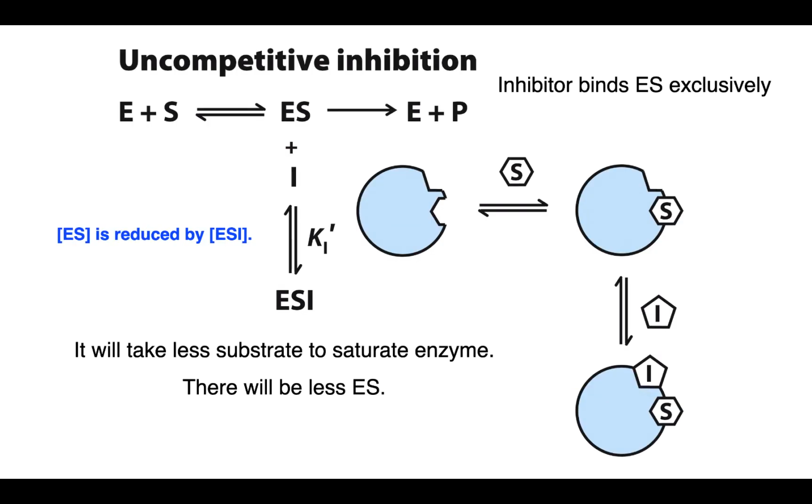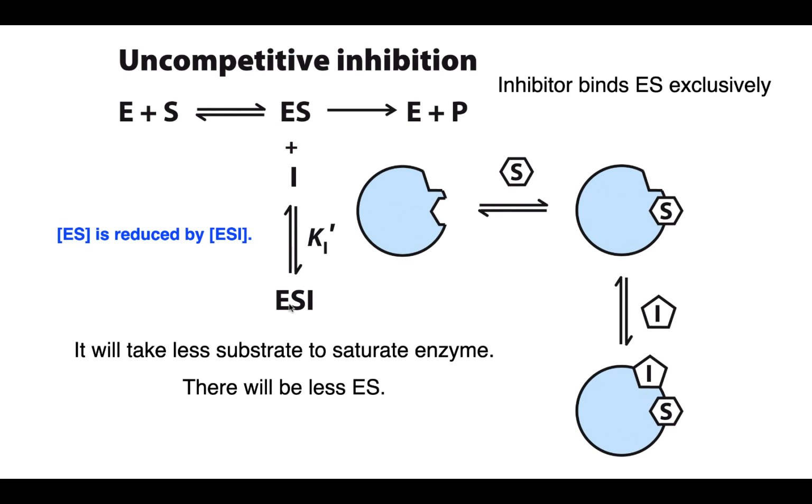Next, uncompetitive inhibition. In uncompetitive inhibition, the inhibitor doesn't bind the active site, it binds a completely different region on the enzyme. And it can only bind there when the enzyme is bound to substrate. And so what you get is this new complex, this enzyme substrate inhibitor complex. And when that inhibitor is bound to the enzyme substrate complex, then the enzyme cannot catalyze the reaction.